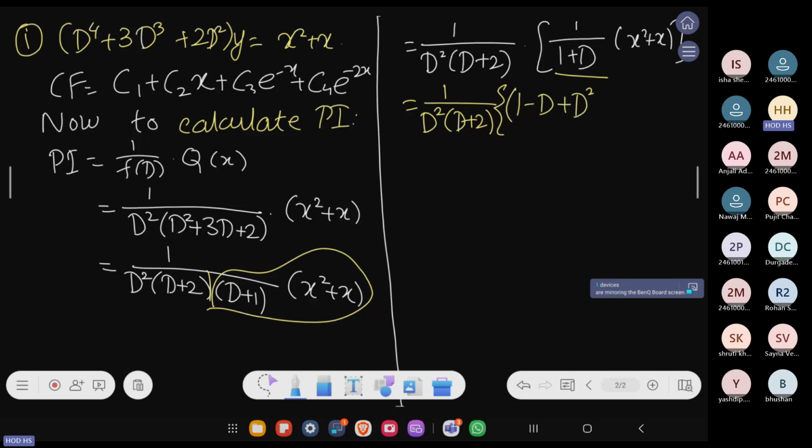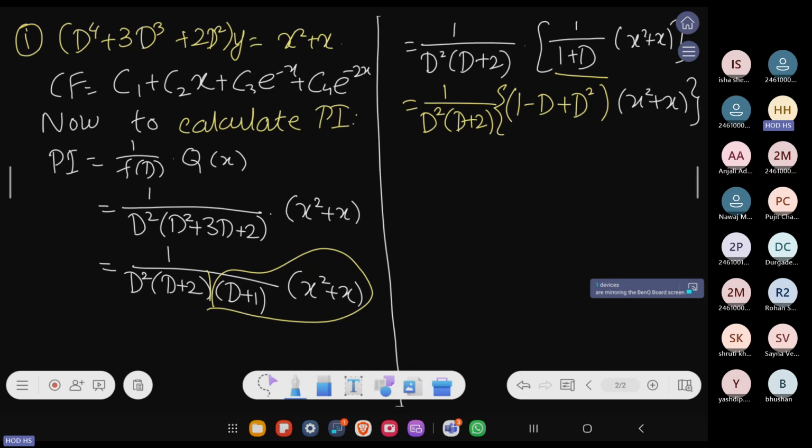Should I write down D cube? No, because we have a quadratic polynomial. So if we take the third derivative, it gives the value 0. Let's stop here, and I'm taking this for x square plus x.